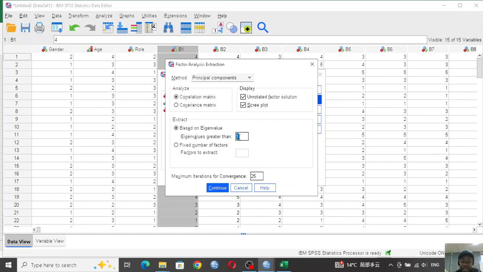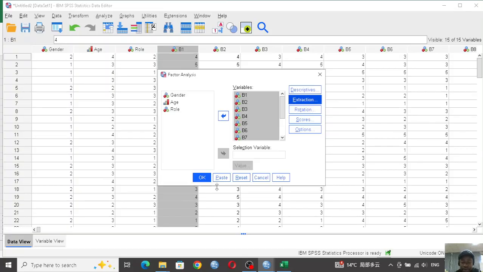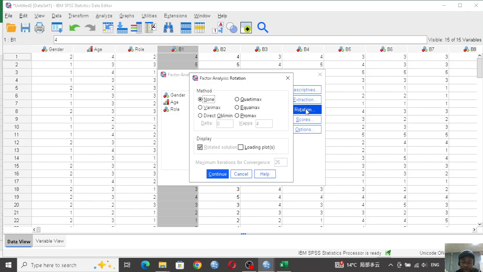From the extract, make sure eigenvalues greater than 1 is there. In some cases, it will just indicate eigenvalues greater than, and it will not show anything here. Just place your cursor and enter 1 yourself. But if you are using a version like mine, it will just indicate it for you. Then you say continue. And then you come to the rotation. When you come to the rotation, make sure it is on Varimax. And then under the display, make sure loading plots is also indicated.